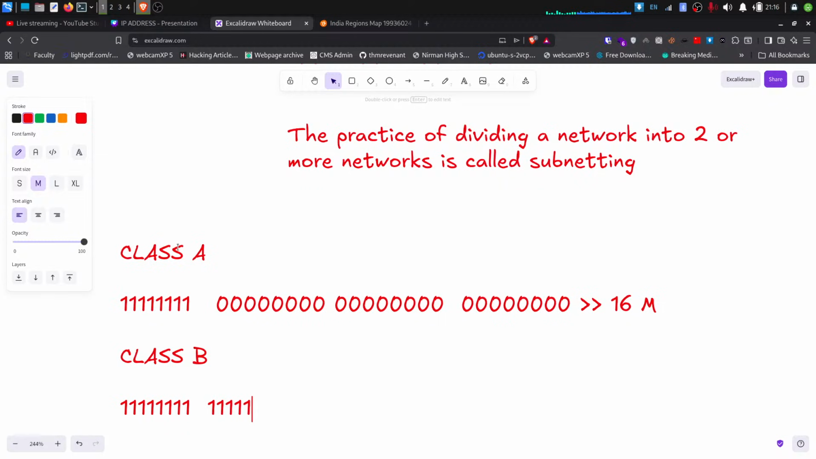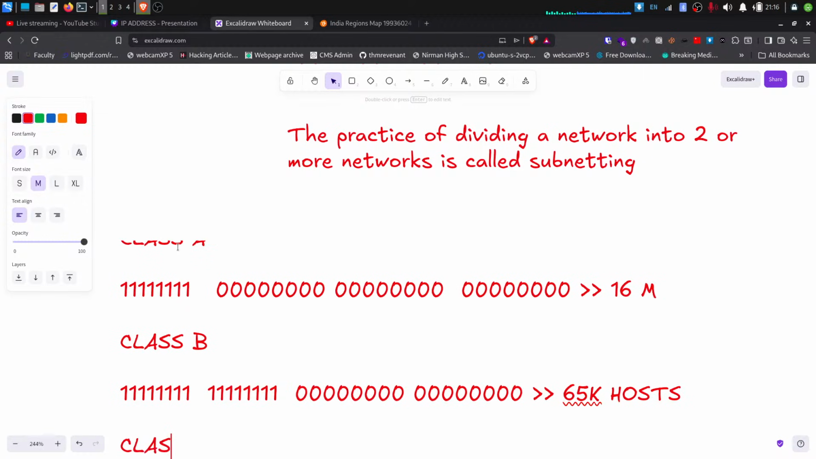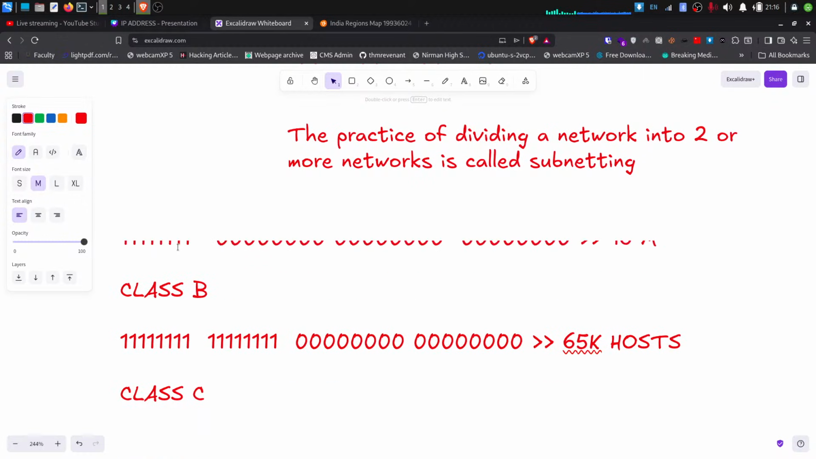1, 2, 3, 4, 5, 6, 7, 8. In the first class, class A, we have 8 bits, in class B we have 16, and in class C we have 24. Okay. And in this section, in class B, we have 65K hosts.